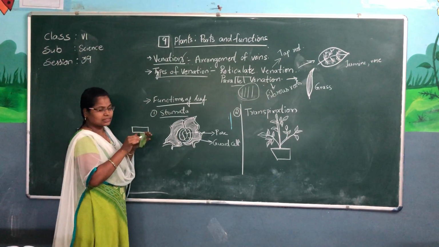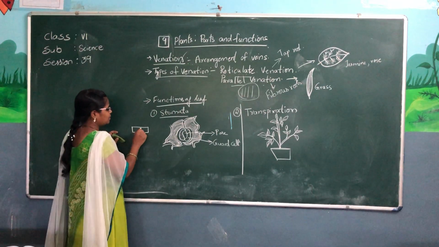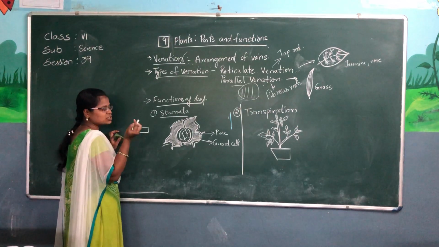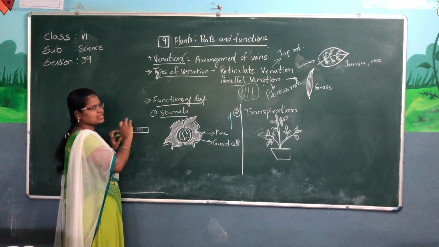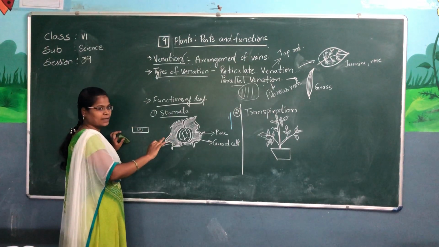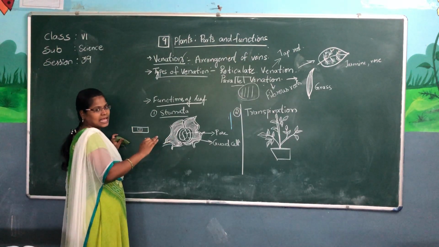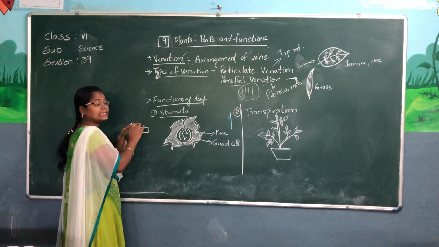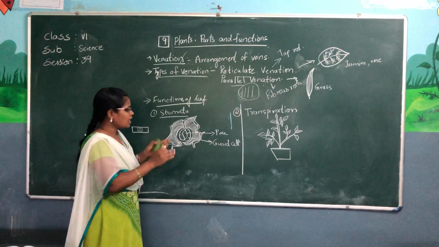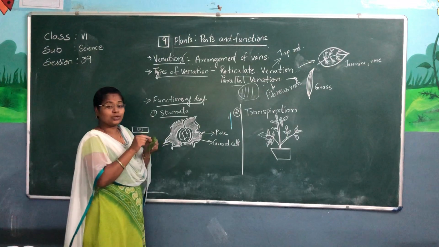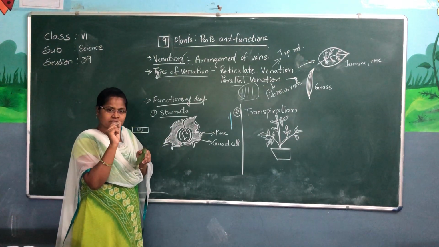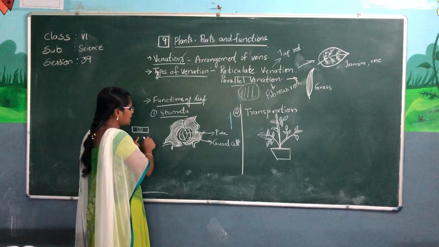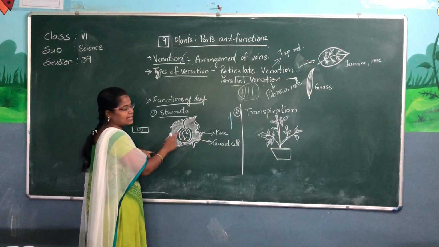Just take a thin layer of this, place it on the slide, and place one small cover slip. That is also okay. This slide and cover slip are transparent glass material. Now we will keep it under the microscope and observe. Then you will see, I told you all leaves will have small holes. When you see those holes under the microscope, they will be visible like this.